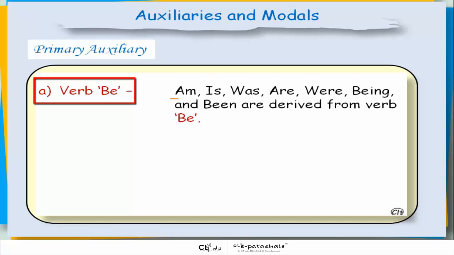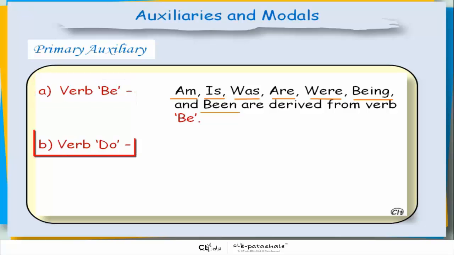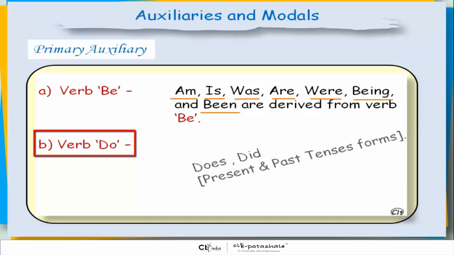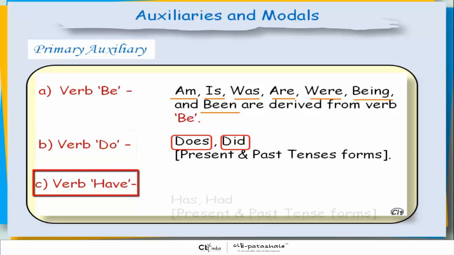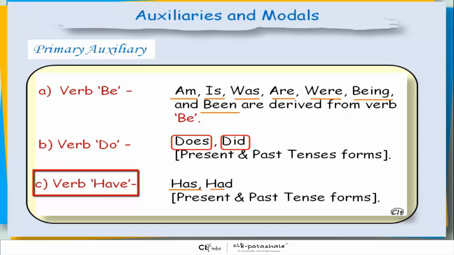Verb be: am, is, was, are, were, being and been are derived from verb be. Next is the verb do. Does, did are the present and past tense forms of do. Verb have: has and had are the present and past tense forms of have.